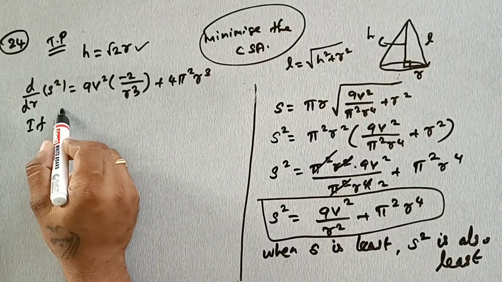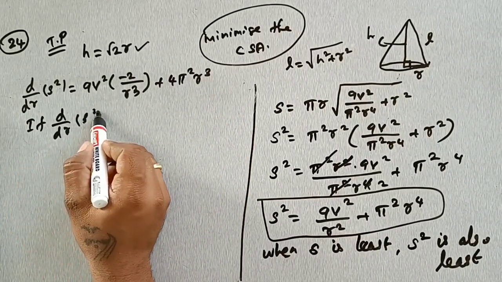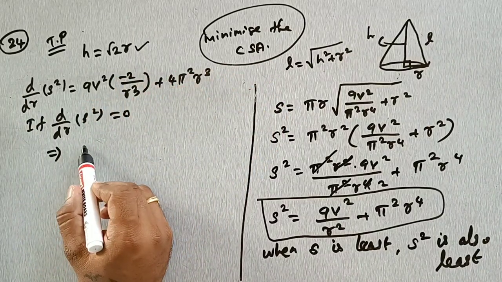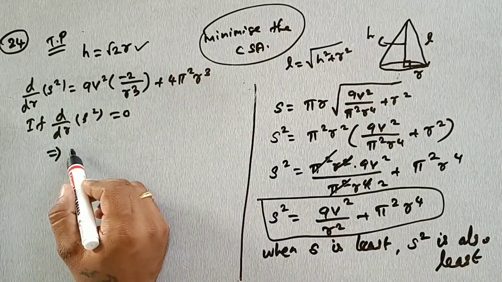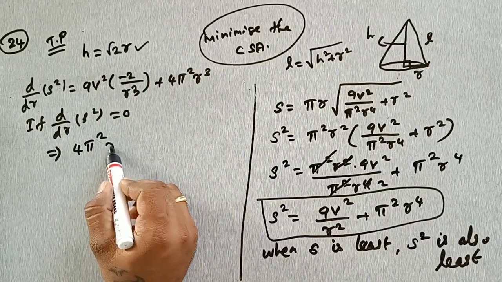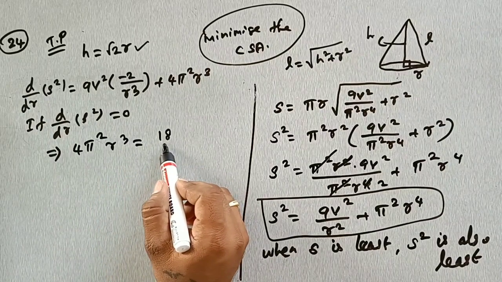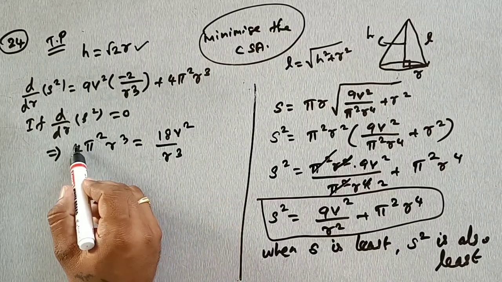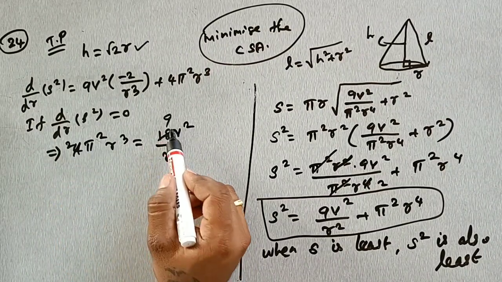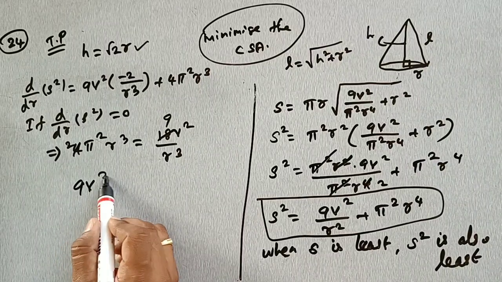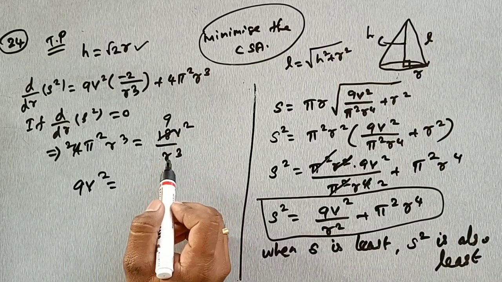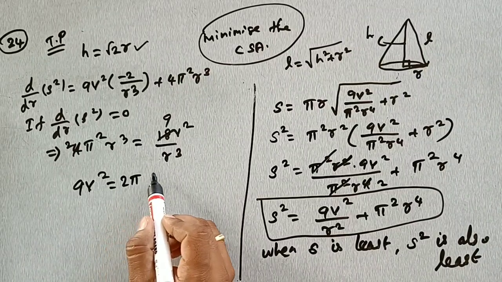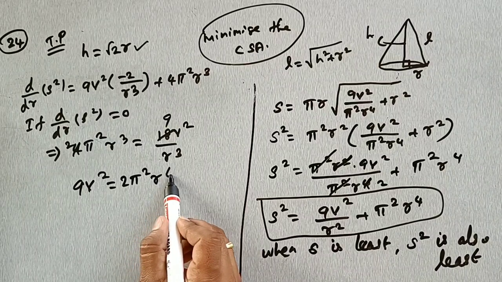If d by dr of S square equals 0, this implies one of the terms will move to the right side. So I am taking this negative term to the right side. The remaining will be 4 pi square into r cube equals 18 times v square by r cube. So we can cancel by 2, and 9 will remain. On the left side we can take 9v square. So 9v square equals, with r cube multiplied here, 2 times pi square r power 6.